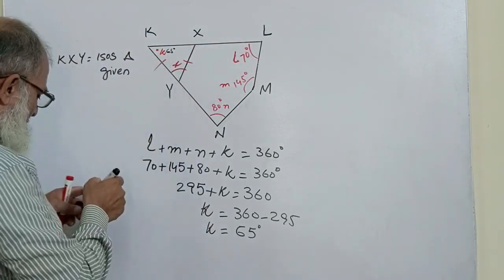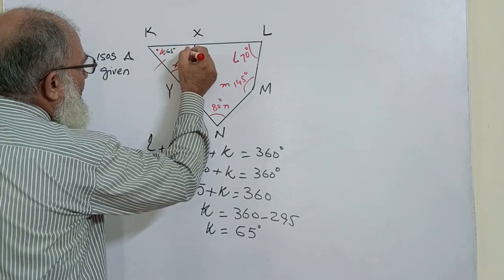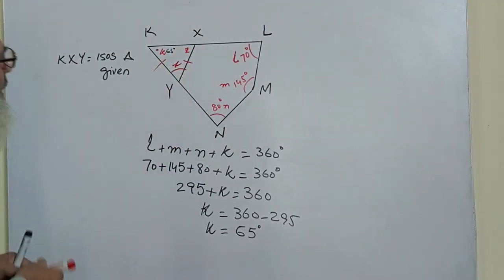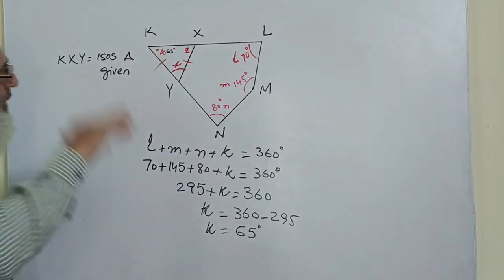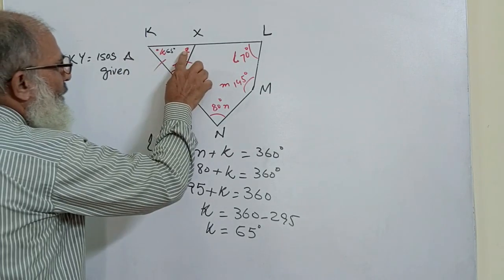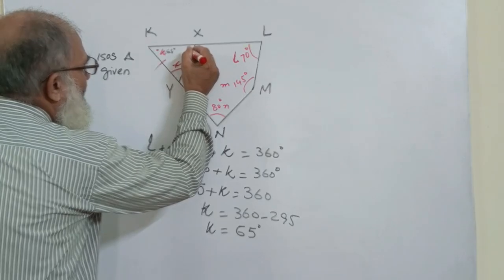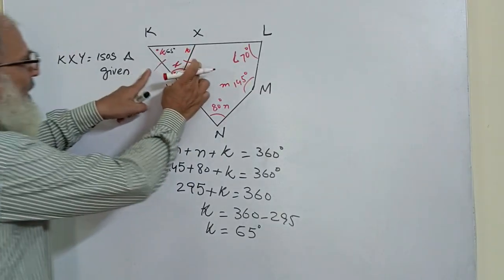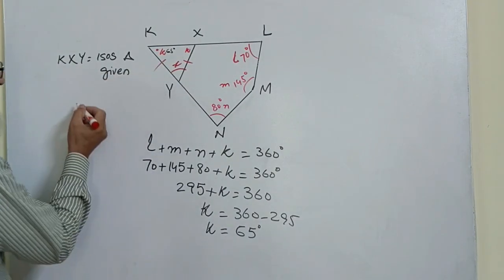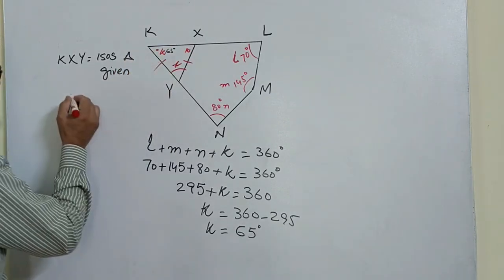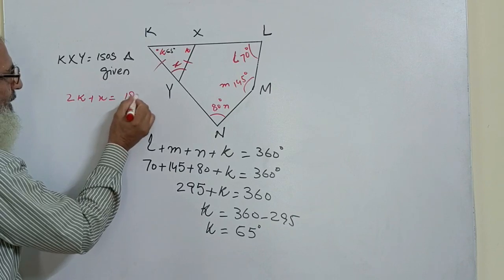Now if it is K, and let me give it another name, small z. So K and Z must be equal. When these are equal, then I don't need to write it as Z. So I will write it as K again, because it is an isosceles triangle. So when K is equal to K, then what will happen over here? That 2K plus X is equal to 180 degree.